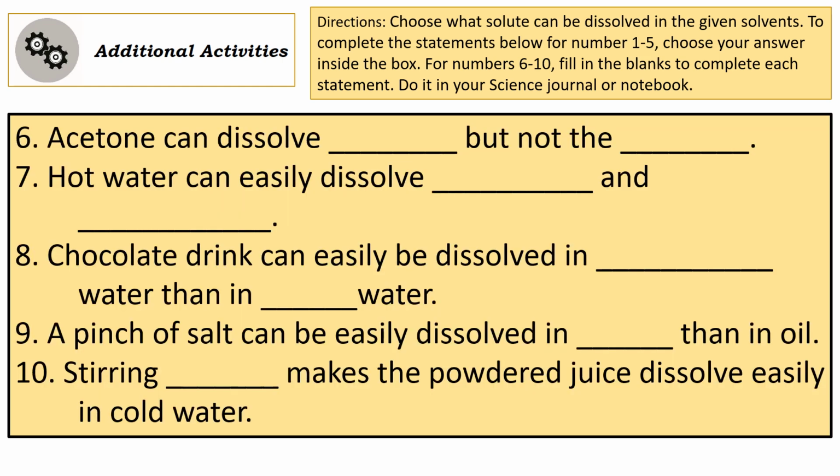And for number 6 to 10, you have to fill the blanks. Number 6, acetone can dissolve blank but not blank. Number 7, hot water can easily dissolve blank and blank. Number 8, chocolate drink can easily be dissolved in blank water than in blank water. Number 9, a pinch of salt can be easily dissolved in blank than in oil. Number 10, stirring blank makes the powdered juice dissolve easily in cold water.